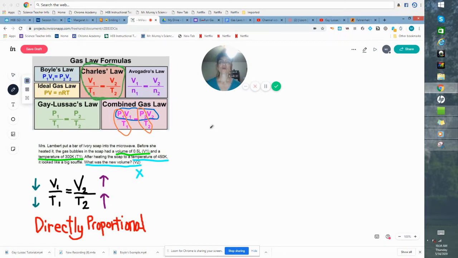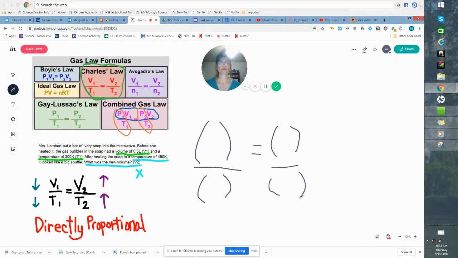Need a pencil for that. Don't mind if it's big and wild, as long as we get the job done. Okay, let's plug and chug. V1, 0.5 liters and a temperature of 300 kelvins. Cool. The increase in temperature is going to go to 450.